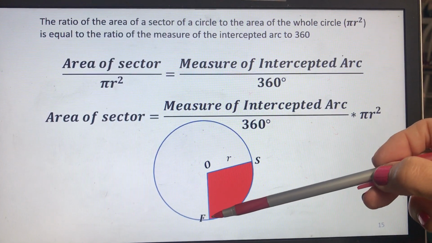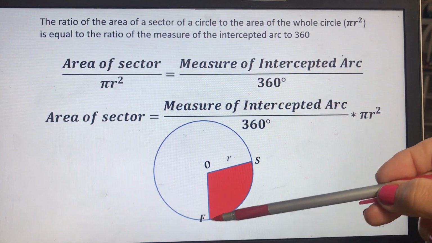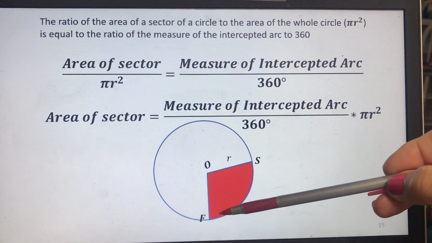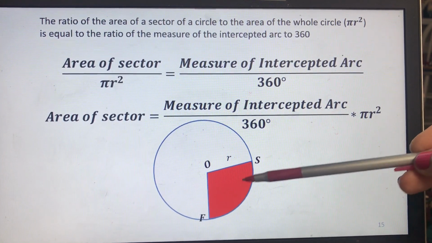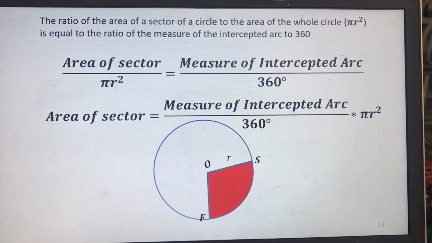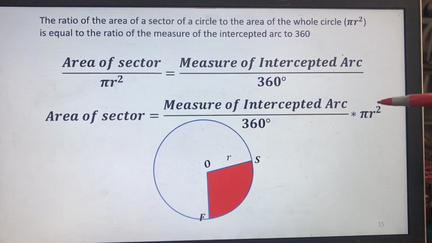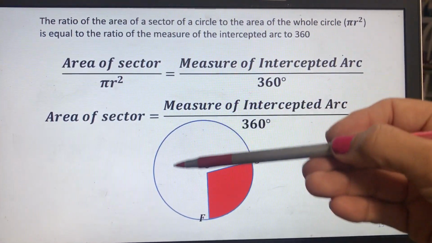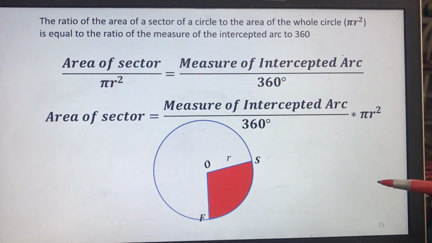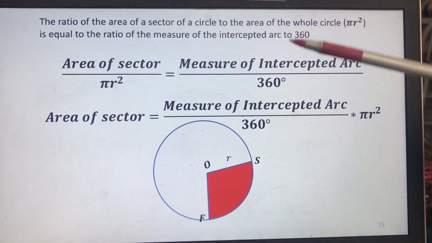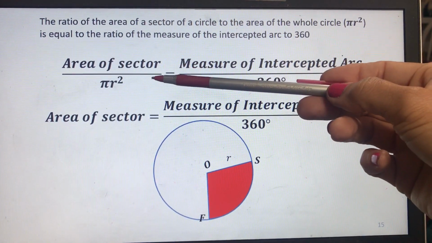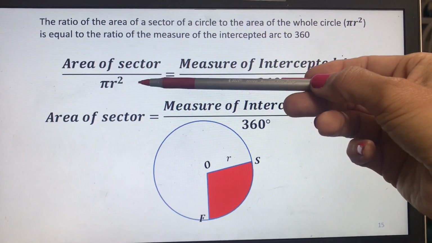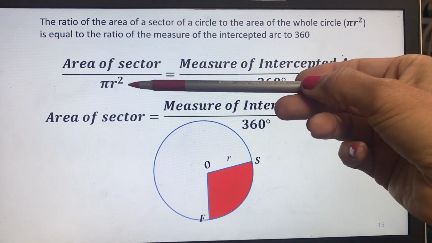In this case, the intercepted arc is the minor arc FS. So here we establish a relation between what? Between the minor arc FS and what? 360 degrees. Why 360 degrees? Because that represents the measure of one full rotation in what? In degrees. Now, if we want to find the area of a sector, what do we have to do? We have to eliminate the denominator, which is represented by pi times r squared.